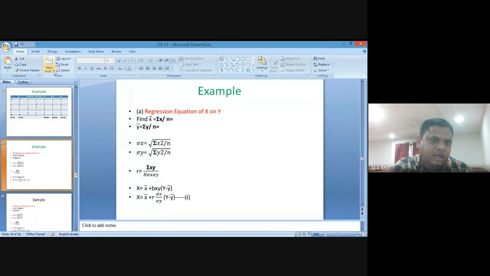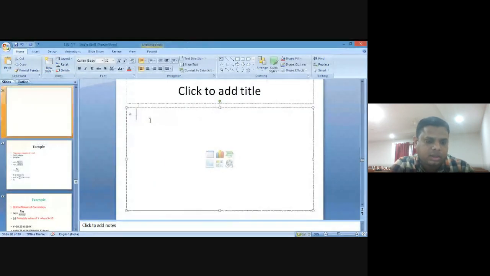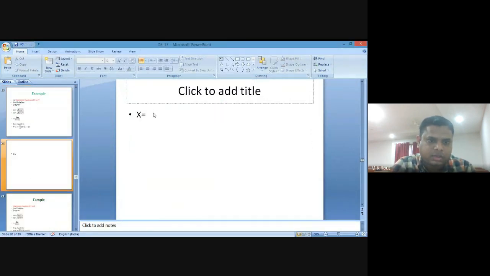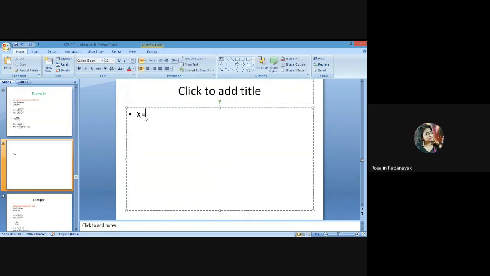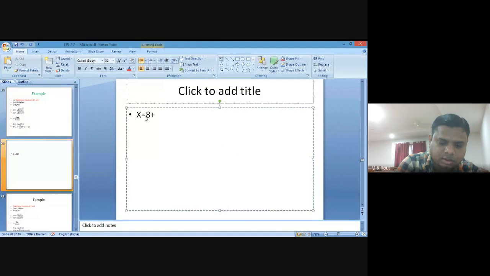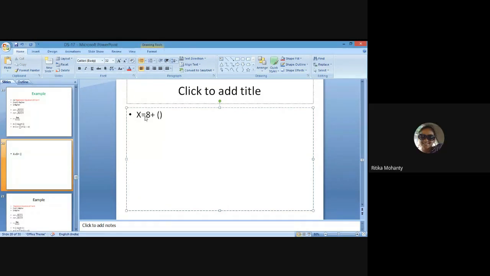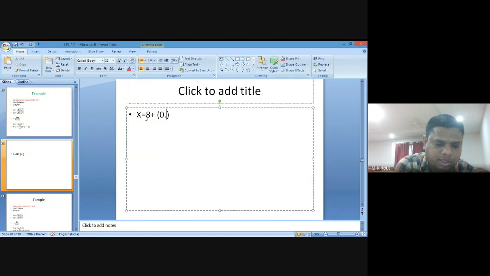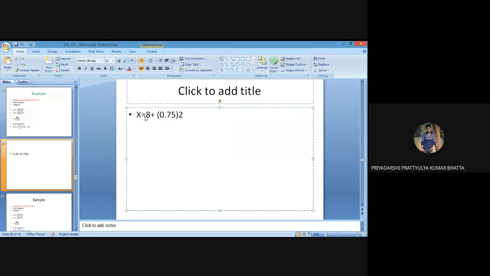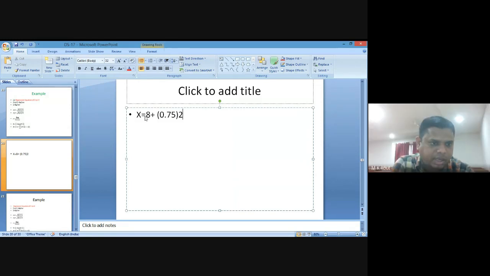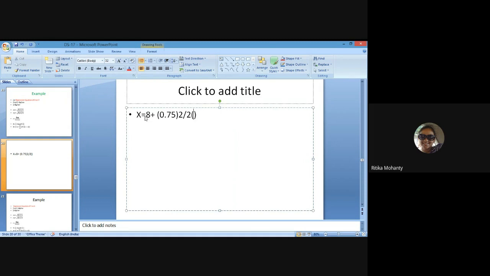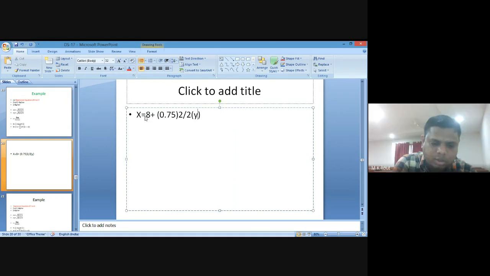For x on y, x equals how much? What is the value of x bar here? 8 plus. What is the value of correlation? 0.75 into sigma x, which is 2, divided by sigma y, which is 2, and multiplied by (y minus y bar), that is y minus 8.